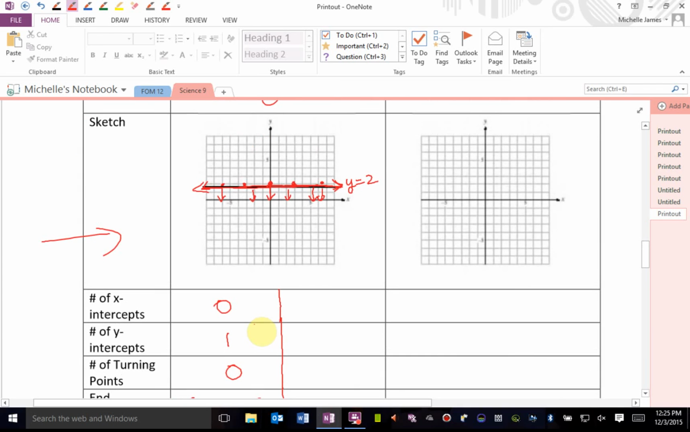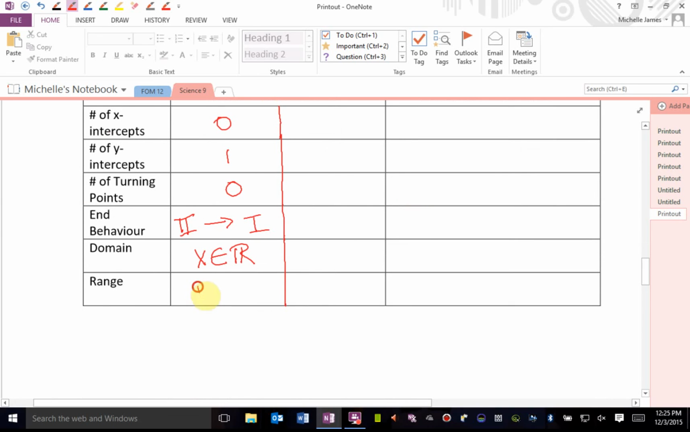Now, as we travel along the graph, and remember, x can be anything, while x is anything, what can y be? y has to be 2. It doesn't go up. I don't have any other shadows on that y-axis. It's only 2. So I would say that the range is y equals 2.